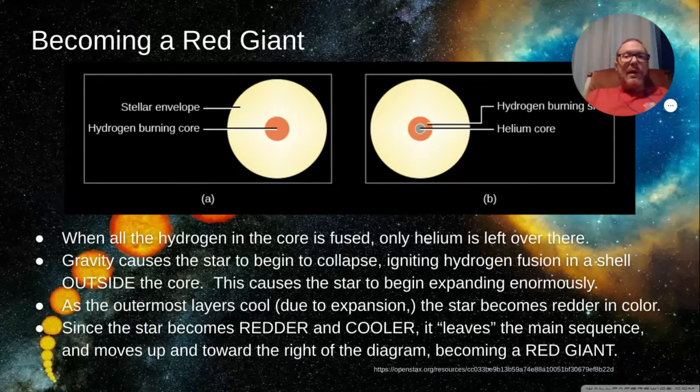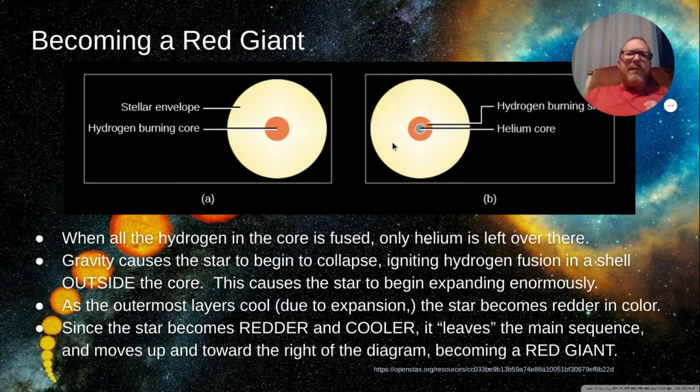Not all the way. It's going to collapse a little bit. And once it collapses a little bit, there's some hydrogen that is out here, not as much as was in the core, but there's a little bit of hydrogen out here in the outer layers, and it's going to heat up enough to where it's going to start to fuse. So you start to get fusion of hydrogen outside of this core.